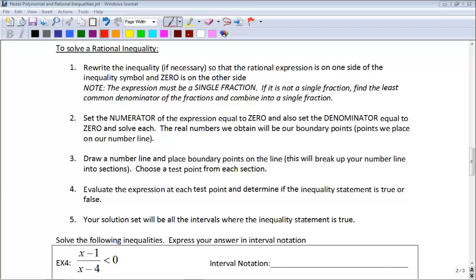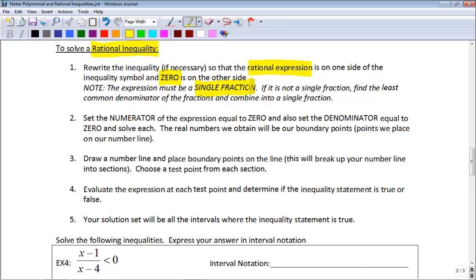Now let's look at solving rational inequalities. In order to solve a rational inequality, the very first thing that you need to do is make sure that you have a single rational expression on one side of the inequality symbol and 0 on the other side. So you really want it to be a single fraction on one side.